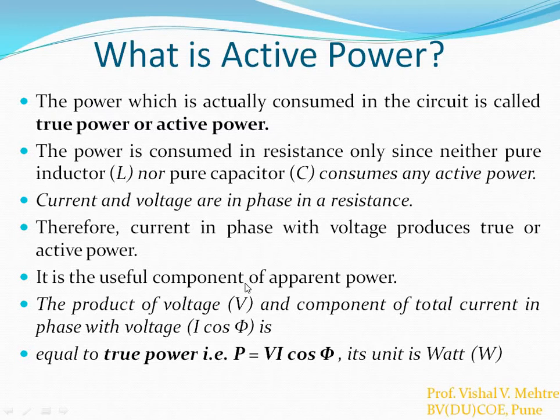There is one more definition of active power: the product of voltage and the horizontal component of current, that is I into cos phi. So the product of voltage into the horizontal component of total current, I cos phi, that is P equal to VI cos phi, is called the active power. Active power or true power is denoted by capital letter P, and its unit is watts, denoted by W, kilowatts by kW, or megawatts by MW.